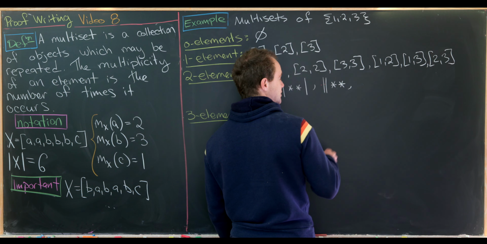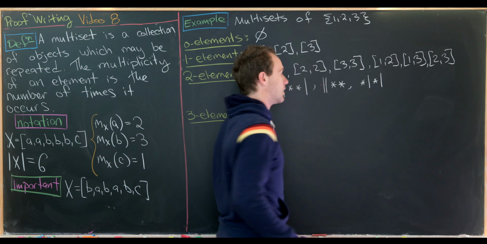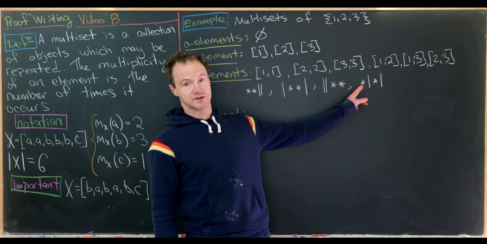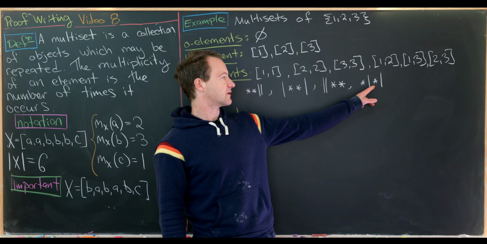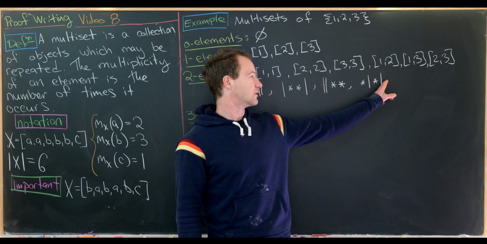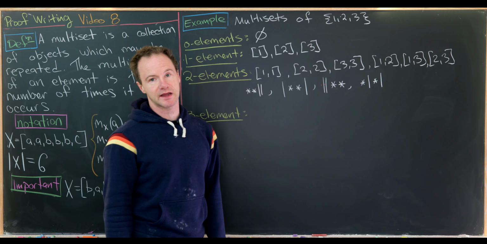So 1, 2. That would be star, bar, star, bar. This placement right here is for the number of 1s. There's 1 of them. This placement right here is for the number of 2s. There's 1 of them. This placement right here would be for the number of 3s, but there are 0 of them, so that's left blank.